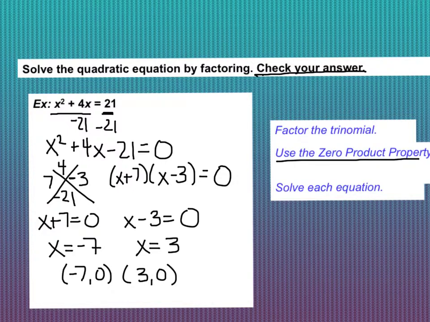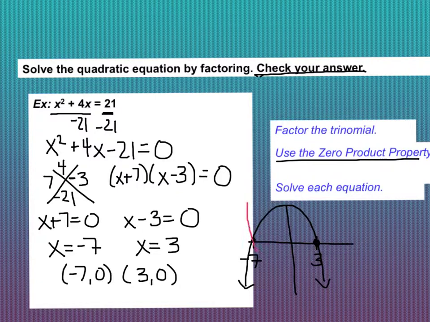And I want to refresh your memory on what this looks like on a graph. That means that the parabola is going to cross the x-axis at 3 for x and at negative 7 for x. So those are my two solutions. So your parabola could look something like this. Okay, so keep that in mind. That's what we're solving for.